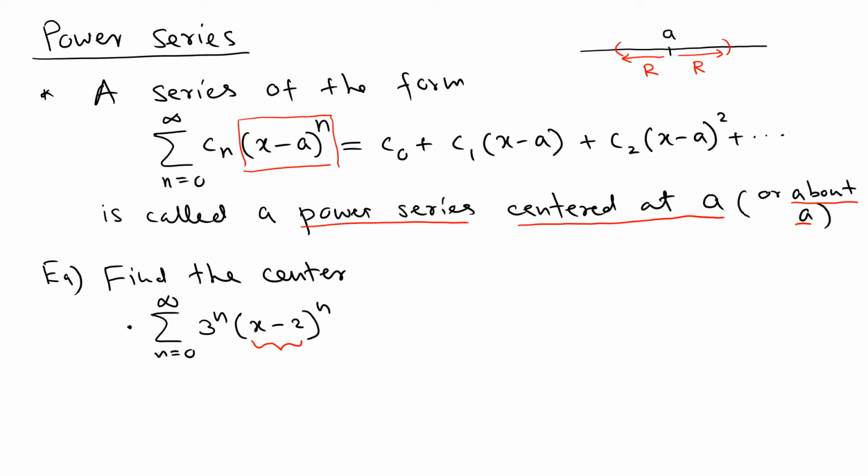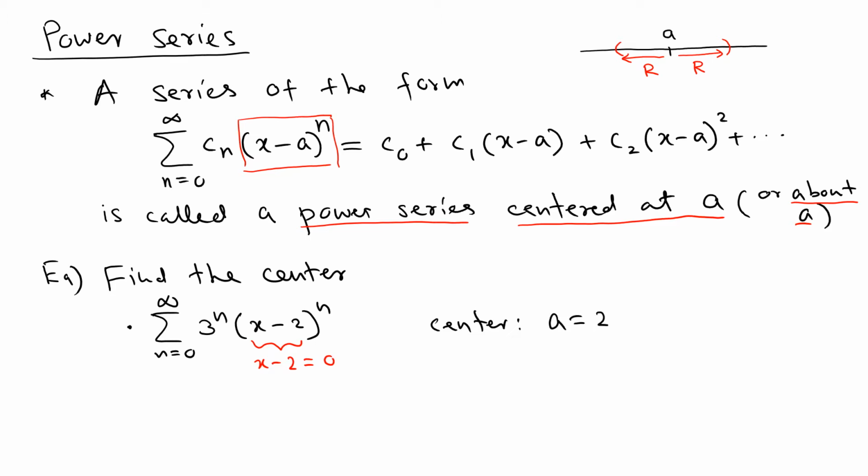So what we can do is set x minus a equal to 0. In this case, you can see that when x equals 2, this is going to be 0. So what we normally do is set this equal to 0, and then find at what value it's going to be 0. That's the center. So in this case the center is, we normally use a for the center, so let's use the same convention here, the center is a equals 2.